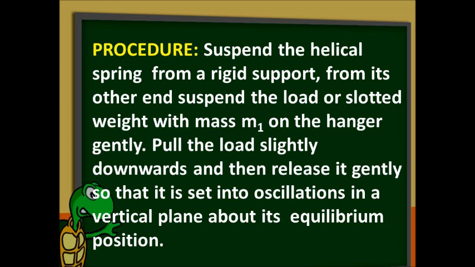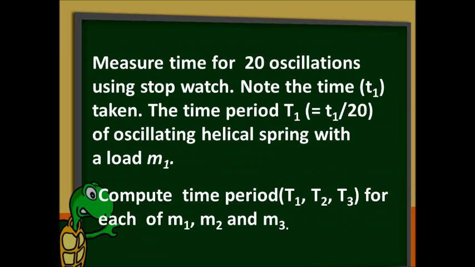Procedure. Suspend the helical spring from the rigid support. To the other end, a load is applied and suspended, displaced gently in a vertical plane and released. Now it is making oscillations in the vertical plane. Using a stopwatch, we measure the time for 20 oscillations. From that, the time for one oscillation, called the time period, is calculated. Now, by changing the masses m1, m2 and m3, we calculate the corresponding time periods T1, T2 and T3.